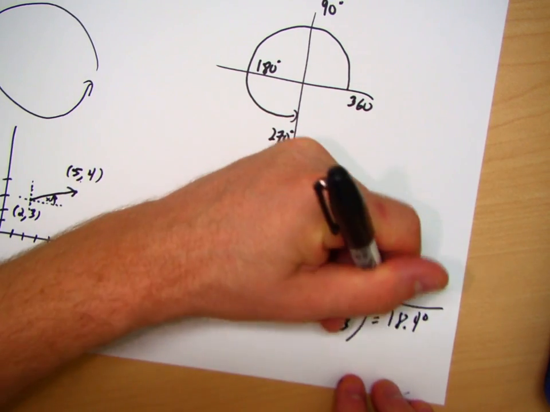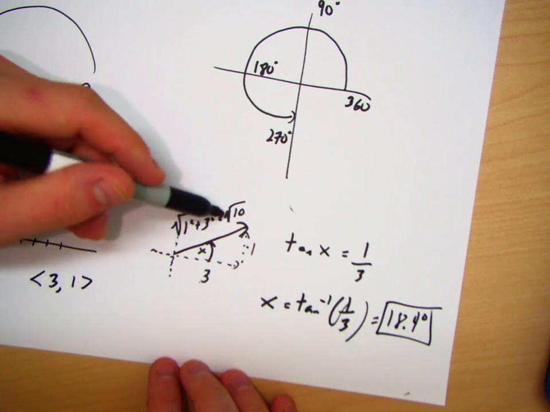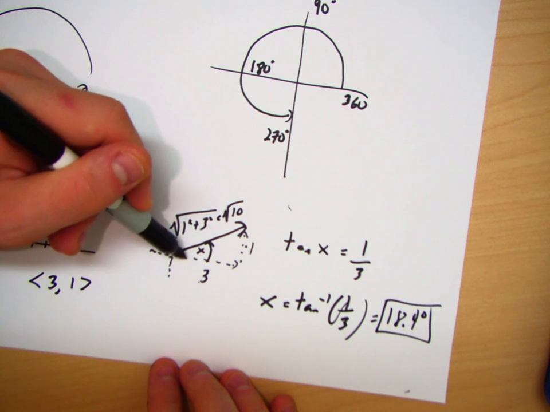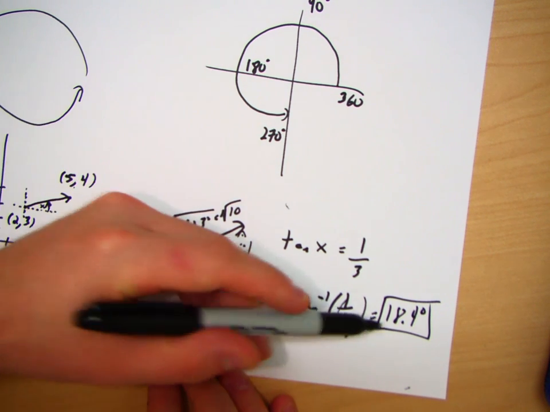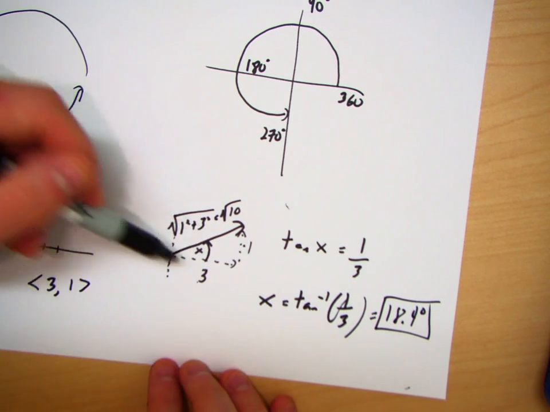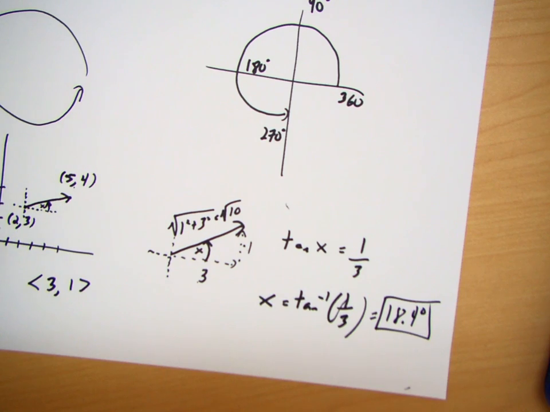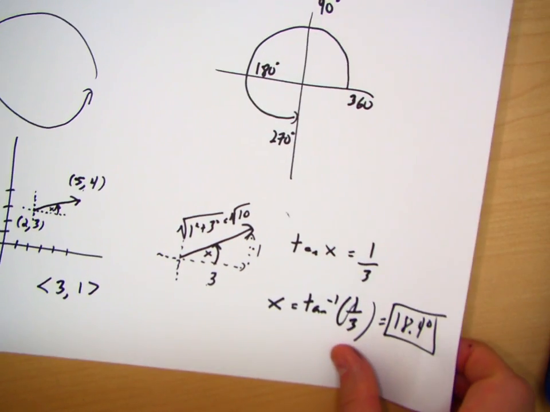Okay, so that angle right there, we could tell somebody where you're going to, maybe this is the direction they're moving in, and you say you're going to move root 10 meters at 18.4 degrees. They know exactly where to head. Okay, it becomes a little more challenging if we don't have it going into the first quadrant.